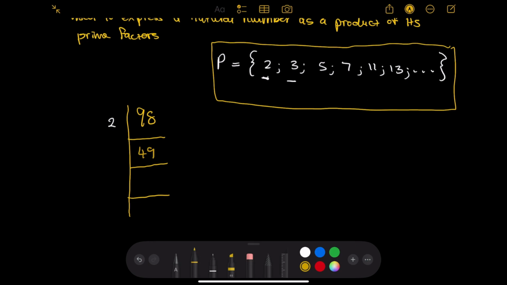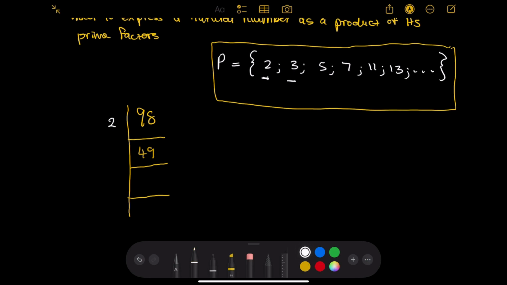49. Then I have to ask myself, is 49 divisible by 2? Yes, it is, but it gives me a remainder, so I can't use that. So I need to go to the next prime factor. Then I have to ask myself, is 49 divisible by 3? Yes, it is, but it gives me a remainder. So therefore, 3 is not a prime factor of 49. Then I need to go to my next prime factor.